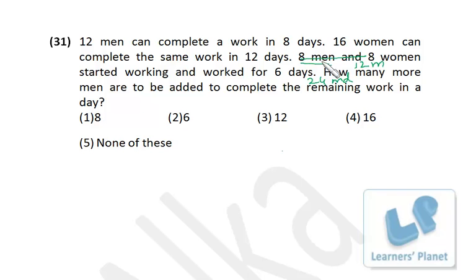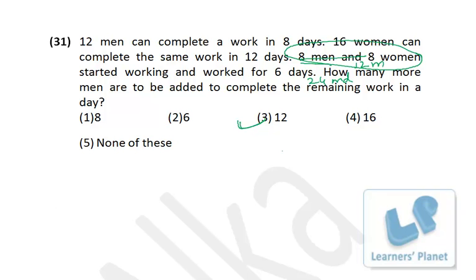This workforce is equivalent to 12 men. We have 24 man days work. We are left with 1 day. That means the force has to be double. That means we have to go for 12 more men. Since only men are to be added, so the entire 12 men we want. So there will be total 8 plus 12, 20 men and 8 women. But this workforce is actually equivalent to 12 men, right? So ultimately we have to add up 12 men. I hope you are clear.